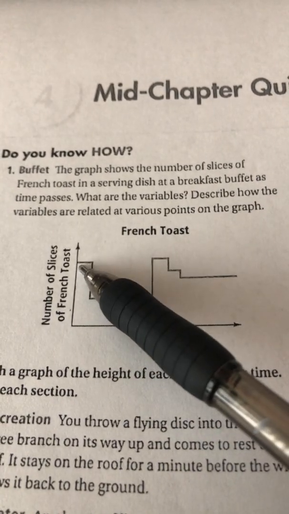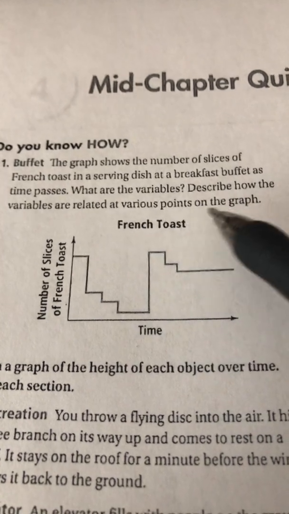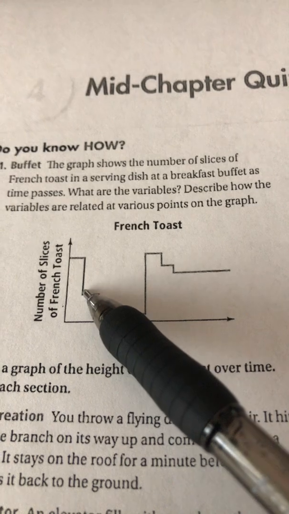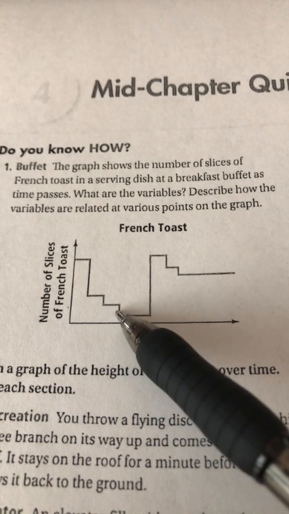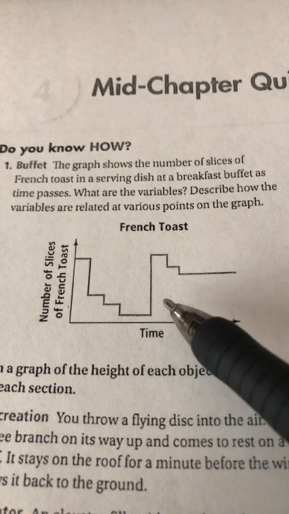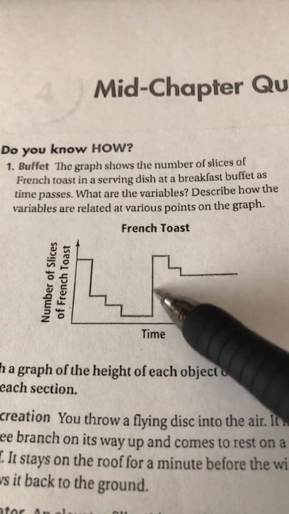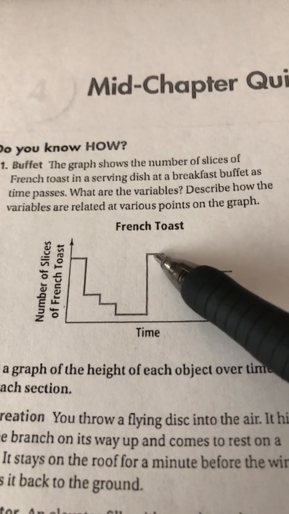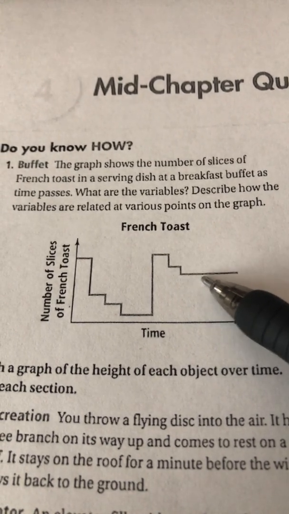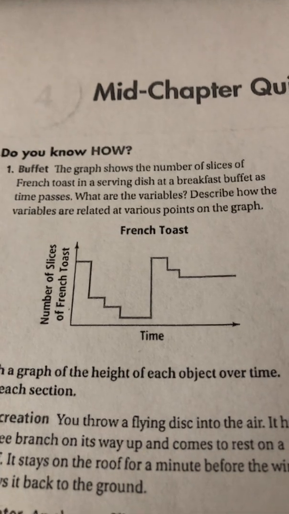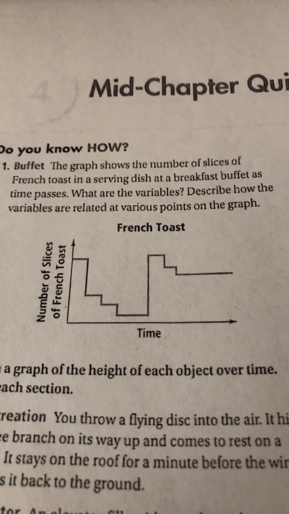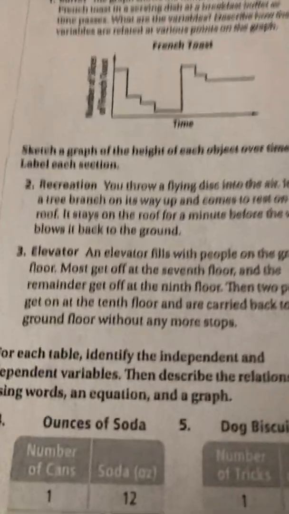Over time, you're going to want to write something in your description about how there's less and less French toast until at some point, about in the middle of the time, it's replenished, and then French toast starts to slowly disappear once again. Slowly get eaten up, get taken out of the bin.